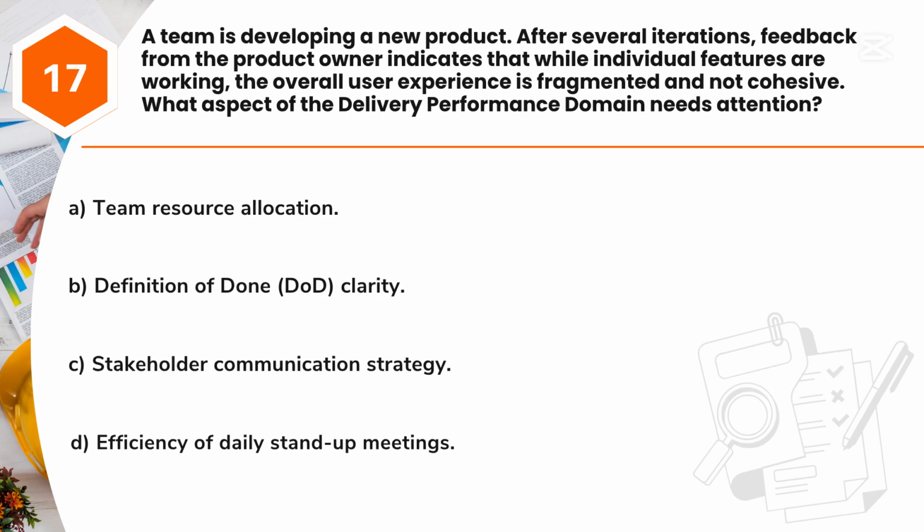Question 17. A team is developing a new product. After several iterations, feedback from the product owner indicates that while individual features are working, the overall user experience is fragmented and not cohesive. What aspect of the delivery performance domain needs attention? A. Team resource allocation. B. Definition of done, DoD, clarity. C. Stakeholder communication strategy. D. Efficiency of daily stand-up meetings.